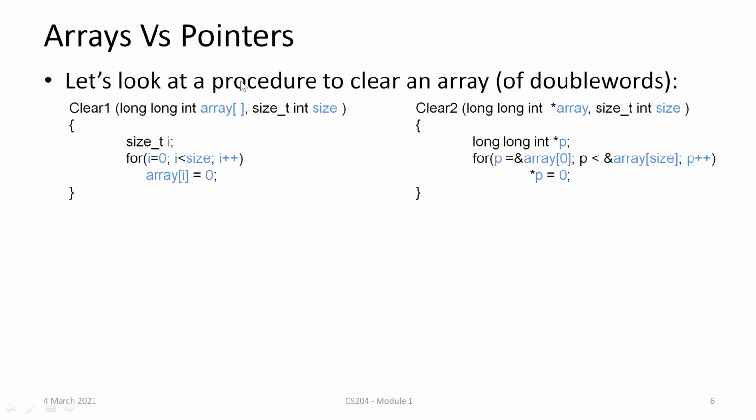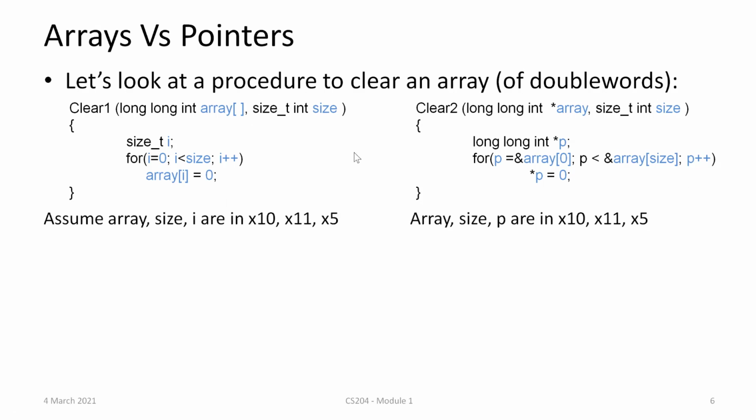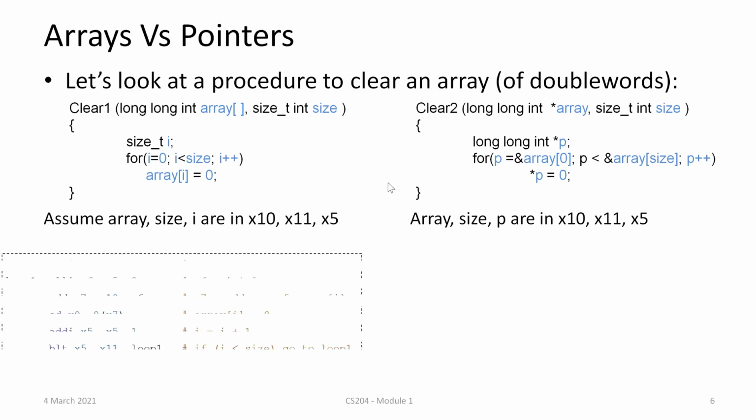So this is passed by reference and this is passed by value. Now let's look at how the assembly code of both would look like. Let's assume that the starting address of the array is available in x10, size is available in x11, and I is available in x5. And here p is available in x5. Just for simplicity, I have used the same registers.